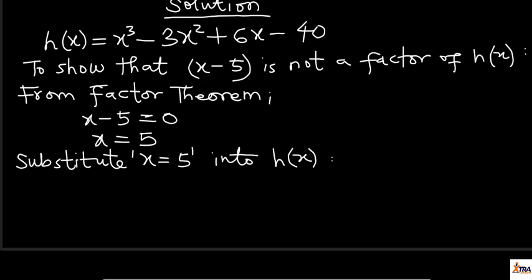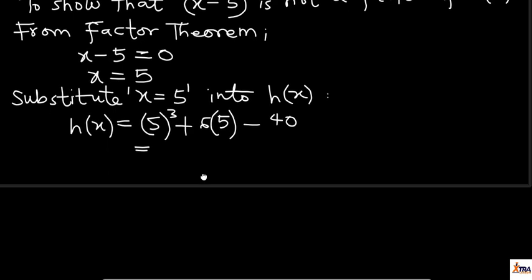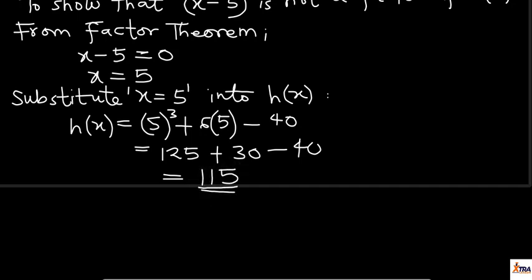Since I know my x now is 5, from factor theorem, I can now say h of x will now be what? I'll have 5 cubed minus 3 times 5 squared plus 6 times 5 minus 40. Here I have 5 cubed is 125, minus 75, plus 30, minus 40. That gives us 115. Now 115 is not equal to 0.